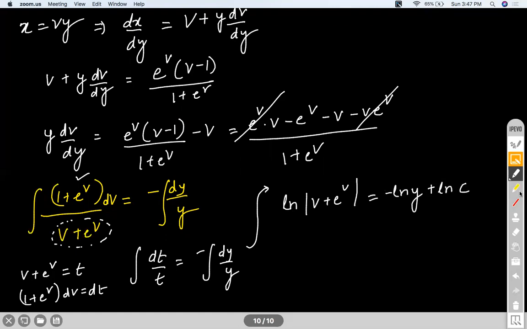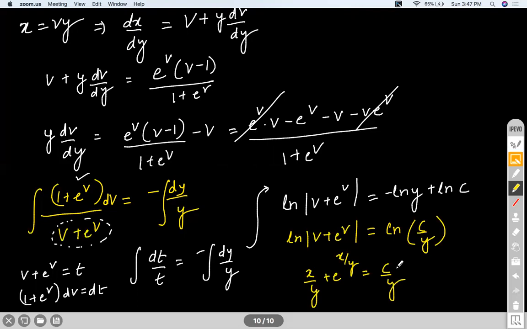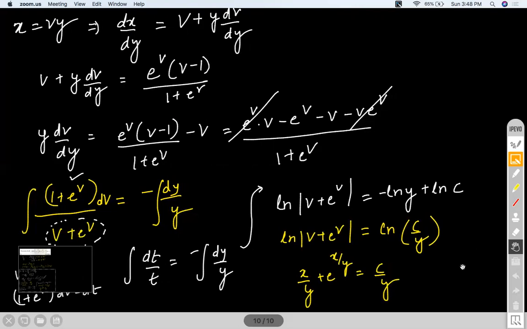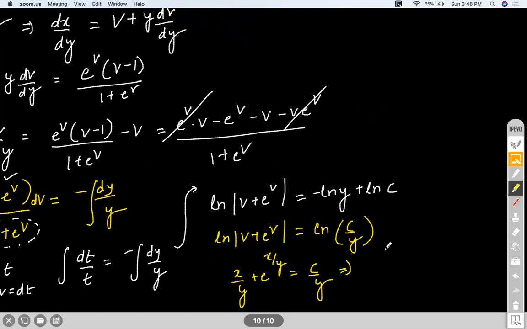Since everywhere is ln, we can put ln c in place of our c, right? So ln(v + e^v) is equal to ln(c/y). Get rid of ln terms from both the sides, and v is nothing but x by y. So x/y + e^(x/y) is equal to c/y. If you want, you can multiply with y throughout also and make it further simplified. So this expression will become x + y e^(x/y) is equal to c. Right? So this makes our final answer. This is our answer to this particular differential equation.